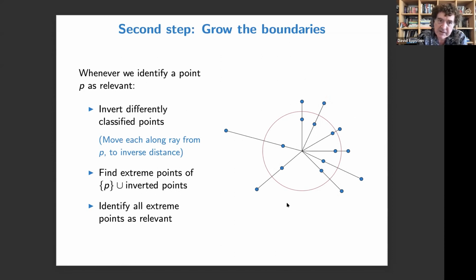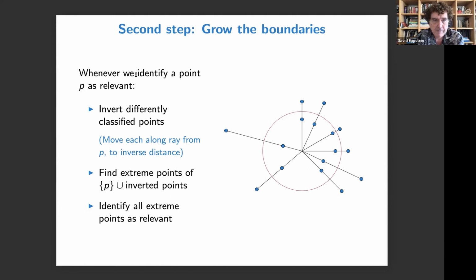So take all of these differently classified points, invert them. That's just a simple calculation. Add this point P that we found as relevant to this set of inverted points. One more point added to the set of inverted points. And find the set of extreme points of that inverted point set, the set of vertices of the convex hull of that point set. And I'm going to declare as part of the algorithm that all of those points that we find in this step are relevant.